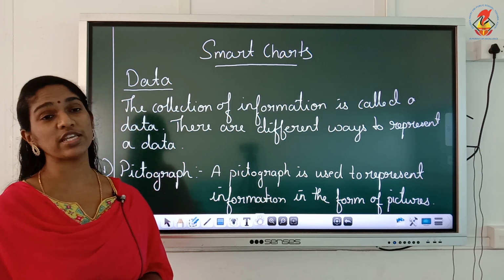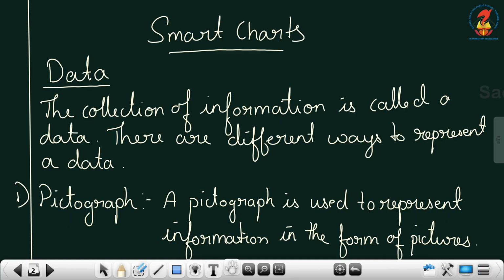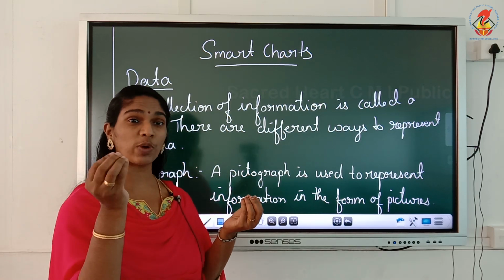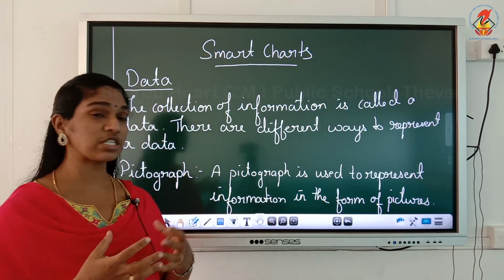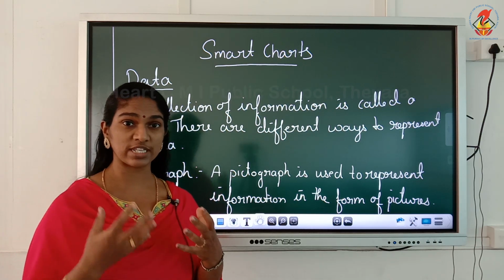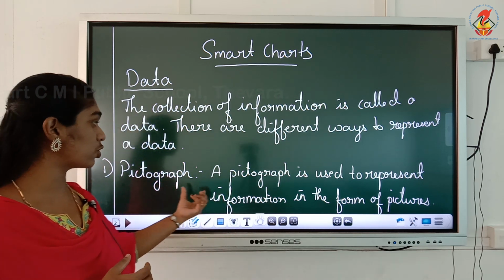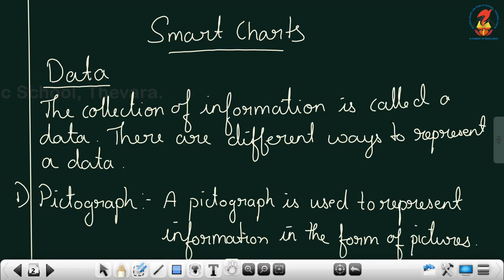There are different ways to represent data. First one is a pictograph. In your smaller classes you have learned it. A pictograph is used to represent information in the form of pictures. Sometimes they will tell you one picture shows 5 people, like that. Using those pictures we used to understand the data and answer the questions. So that is known as a pictograph.